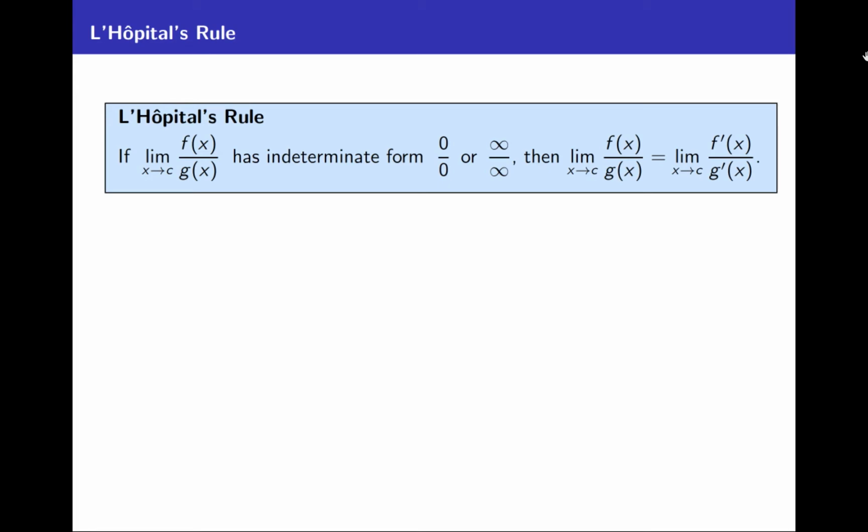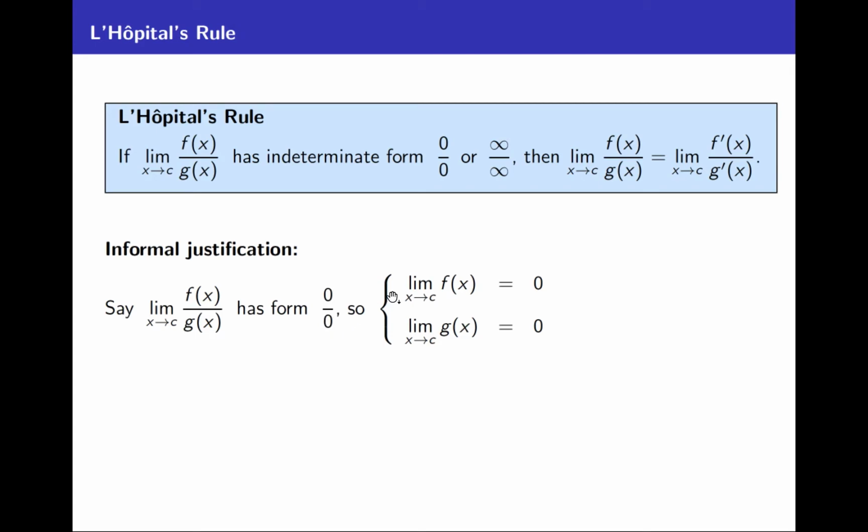So again, here's L'Hopital's Rule, and we'll look at some more examples in just a moment. But first, I'd like to give you a quick informal justification of why we should believe L'Hopital's Rule, why this limit should equal this one. And let's concentrate on the indeterminate form 0 over 0. Let's say that the limit as x approaches c of f of x over g of x has form 0 over 0. So I want to show you that in that case, this limit equals this one. If we have form 0 over 0, this means that the limit as x approaches c of the top function equals 0, and also the limit as x approaches c of the bottom function equals 0. And just to make things simple, let's assume everything in sight is continuous.